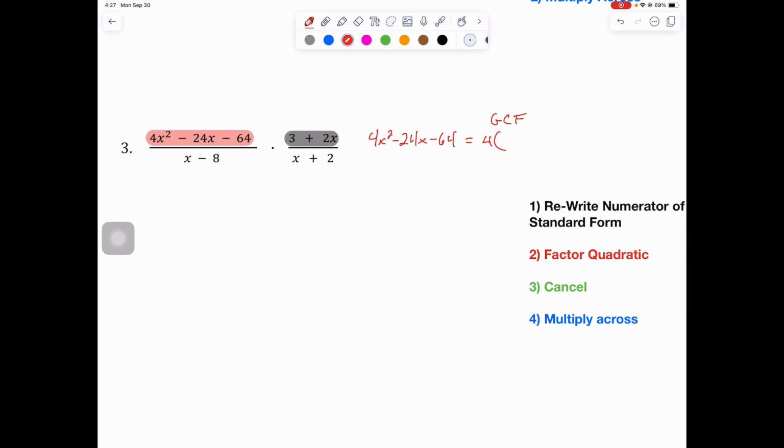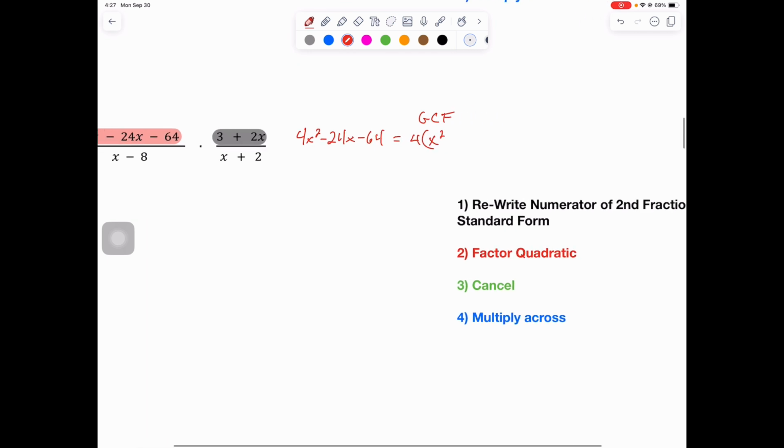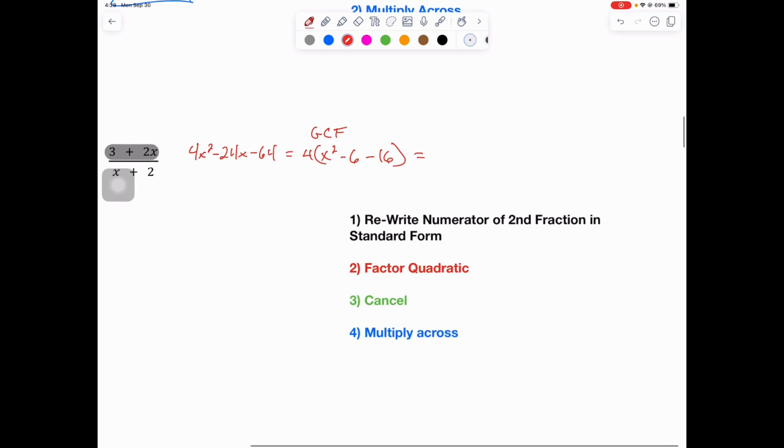And then 4 divided by 4 is 1, leaving us x squared. All right, negative 24 divided by 4 is negative 6. And negative 64 divided by 4 is negative 16. But we can continue to factor the quadratic further. We just leave our 4 hanging out. Very cool. All right, so now we need the factors of negative 16 that when combined get us to negative 6. Well, negative 8 times 2 gives us negative 16, and negative 8 plus 2 gives us negative 6. And that's how we're going to write it.